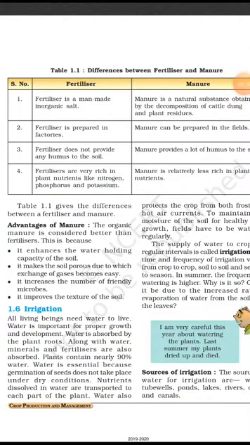Next, look at the advantages of manure. Here is the difference between fertilizer and manure. What are the advantages? Manure enhances the water holding capacity, makes soil porous to exchange gases, also improves the texture of the soil, and along with that it increases the number of friendly microbes, just like earthworms. So this is an example of the advantages of manure over fertilizers.